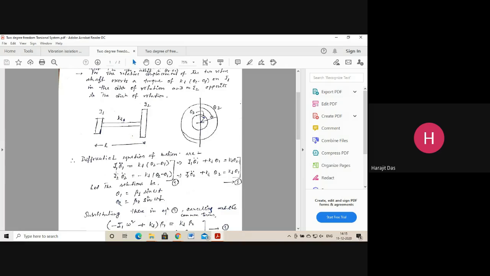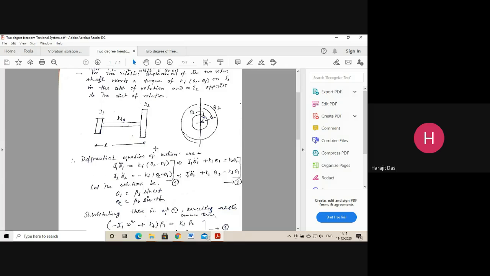And for this second disk, it will be experiencing an opposite torque, isn't it? Because if it is twisting, it will experience a torque in the opposite direction. So I2 theta2 double dot will be minus of kt (theta2 minus theta1), because theta2 minus theta1 is the relative displacement experienced by this stiff rod.